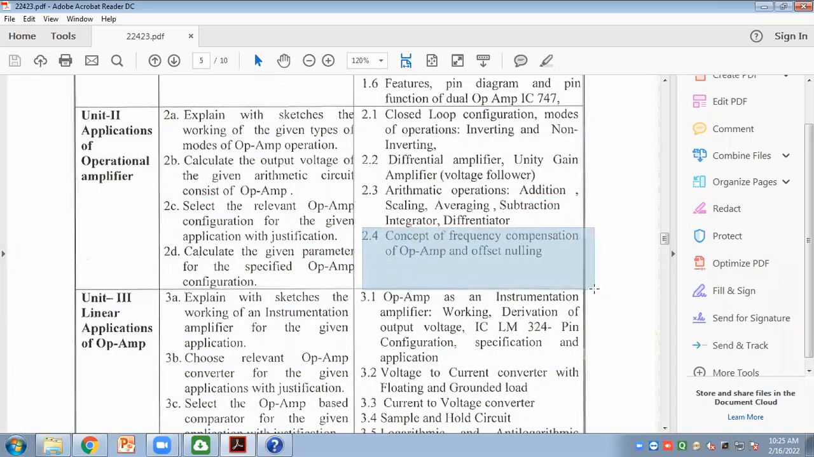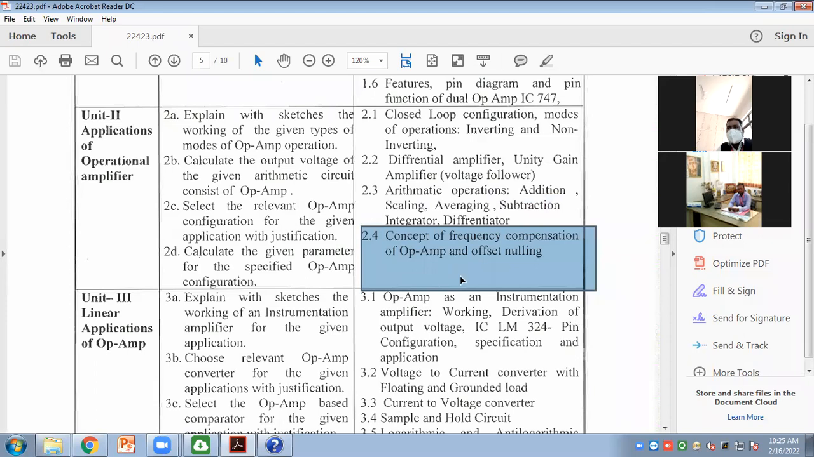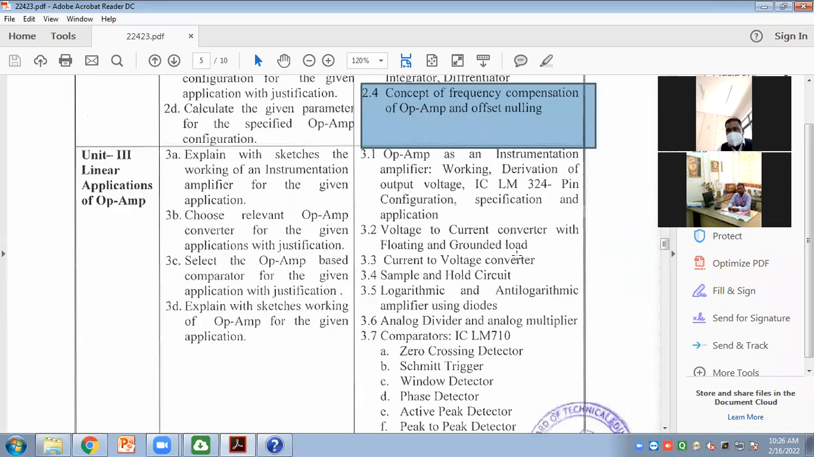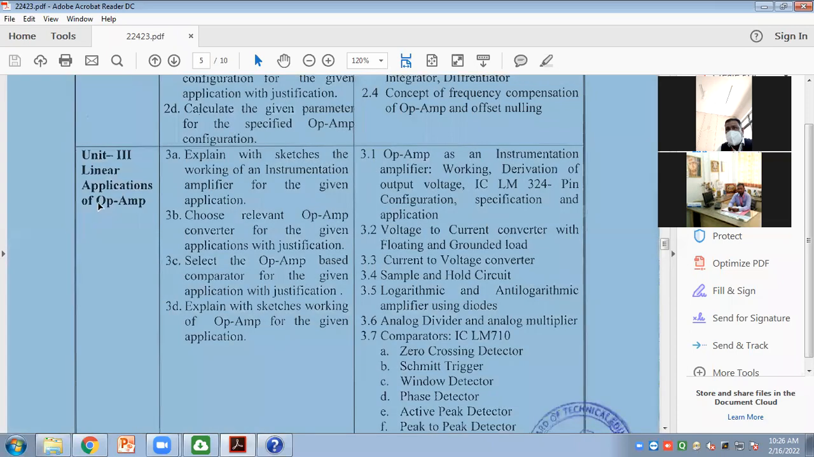Then under 2.4, we are going to see the concept of frequency compensation of the op-amp and offset nulling. What do you mean by frequency compensation? What is the requirement of frequency compensation? Then, what is the need of offset nulling for the op-amp? That we are going to study in detail. So this is covered under unit 2.